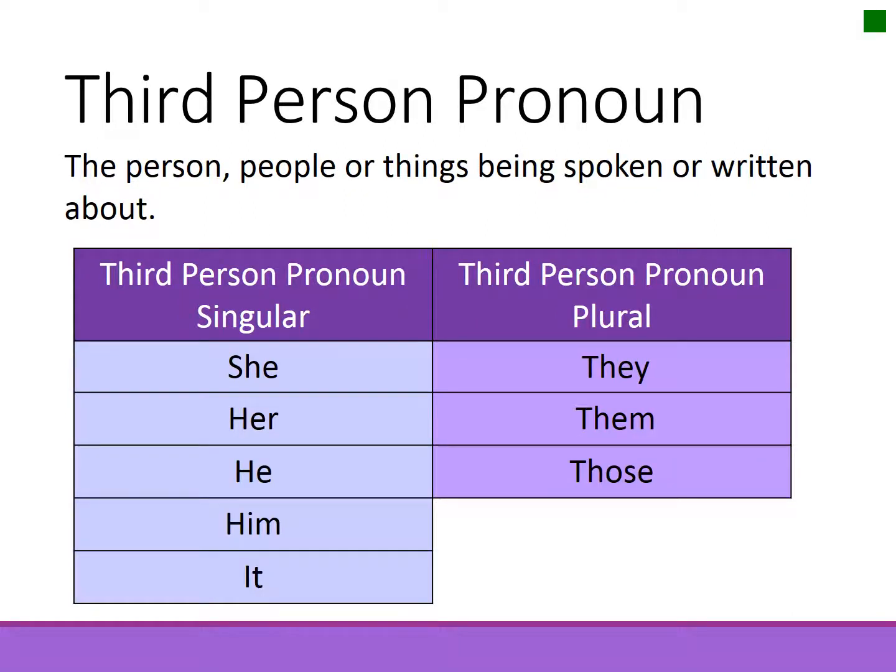Third person pronoun. These are the person, people or things being spoken or written about. Third person pronoun singular, we would use she, her, he, him or it. The third person pronoun plural, we would use they, them and those.